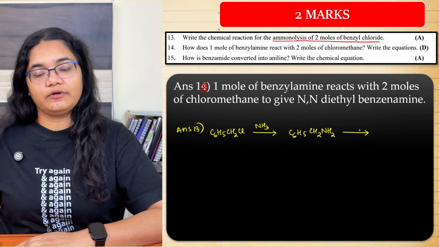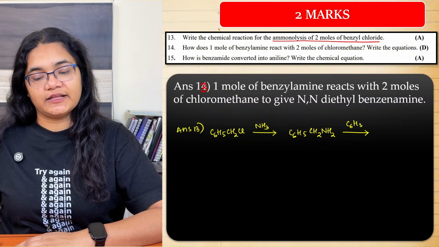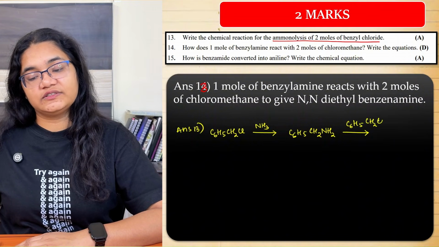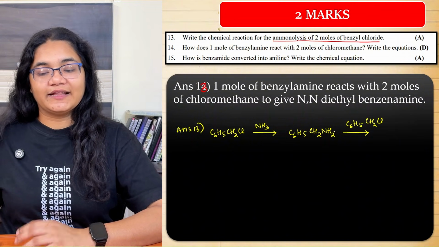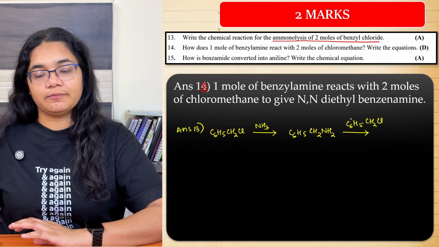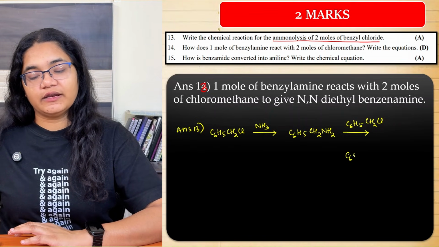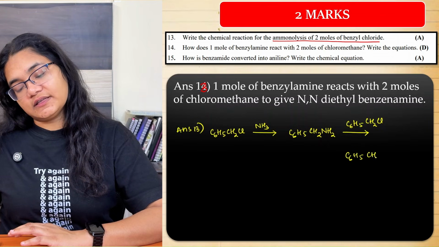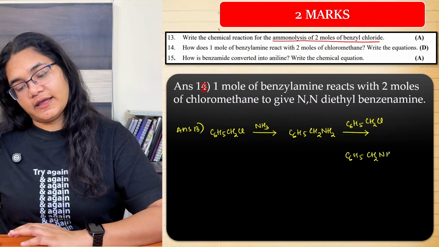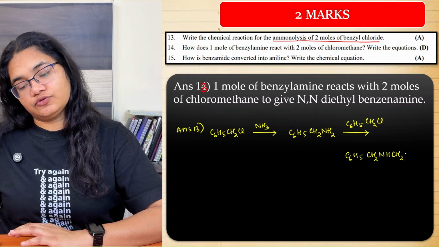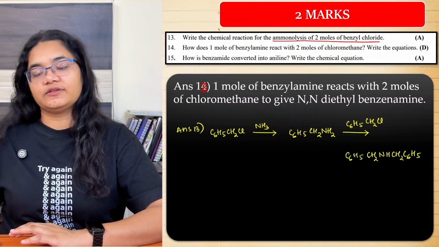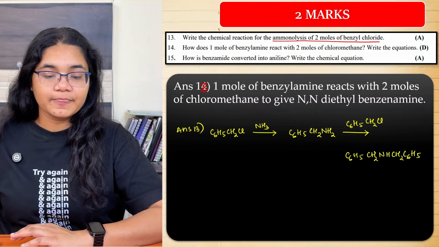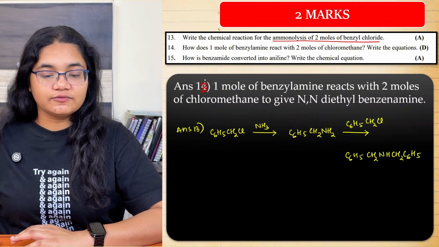Now again, if you treat this one with C6H5CH2Cl, what will happen? HCl will be removed and H will be replaced with this particular group. So you will get C6H5CH2NHCH2C6H5. Okay, so this will be the product formed here. Now, that is answer 13.